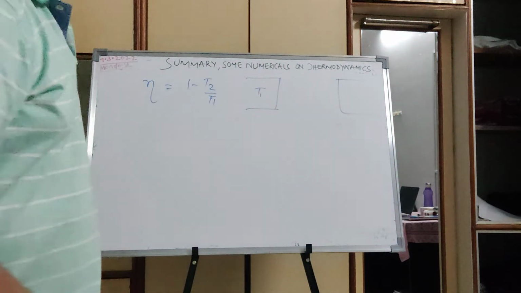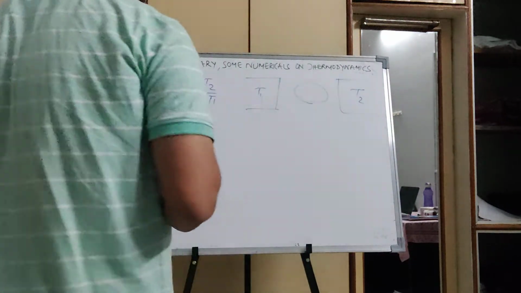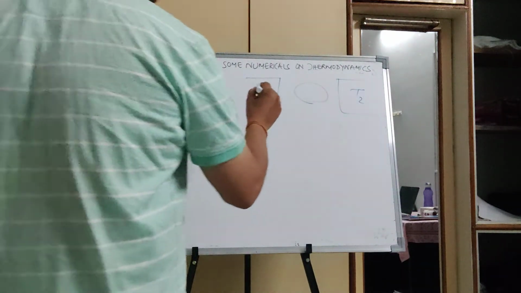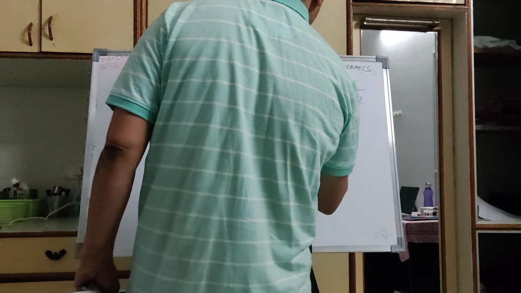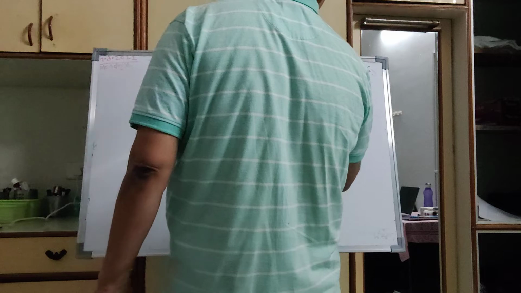Source is at temperature T1, sink is at temperature T2. This is your working substance going through a cyclic process. This is your heat taken. This is your heat thrown away. This is your work done.